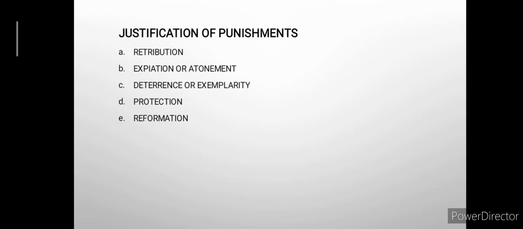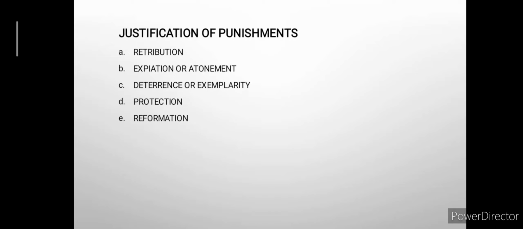Next is the expiation or the atonement. This is also in the form of group vengeance, as distinguished from retribution, where punishment is exacted publicly for the purpose of appeasing the social group. This atonement is done publicly, punishing the offenders, giving the community a sense of moral superiority, assurance that virtue is regarded after all.